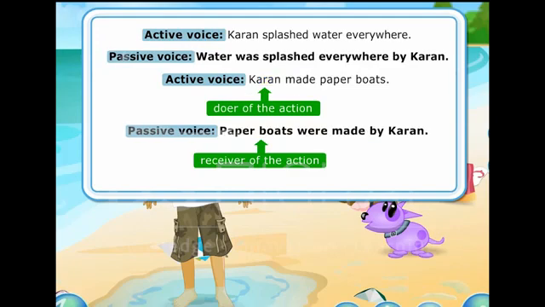There is one more thing to notice in the passive voice. Look at these sentences. The phrase by Karan comes after the verb in both sentences. This means that even when the sentence is in the passive voice, we know who the doer of the action is.